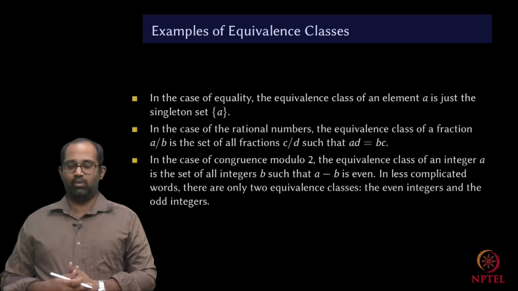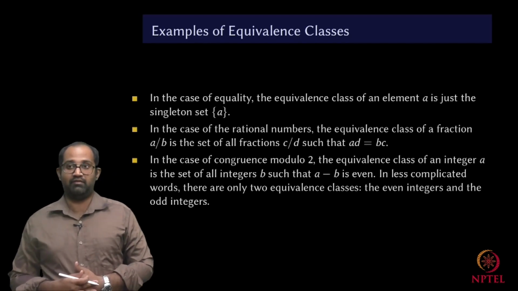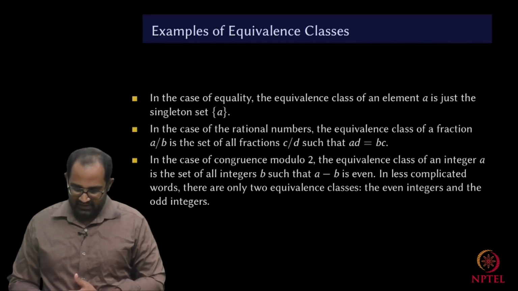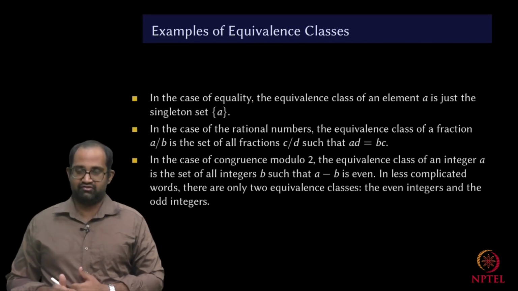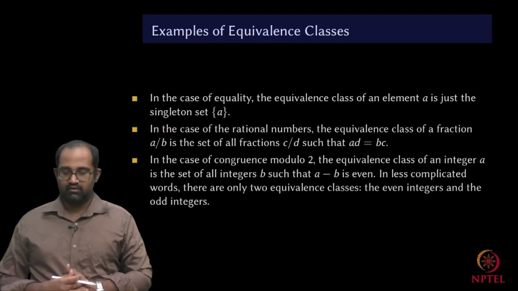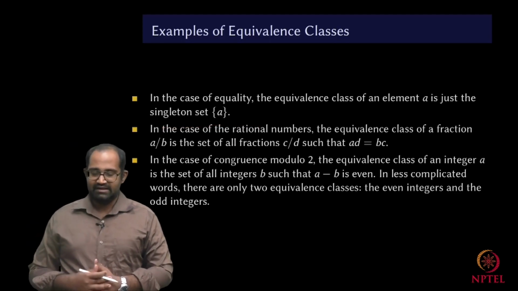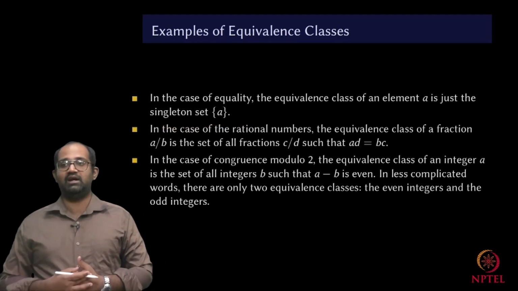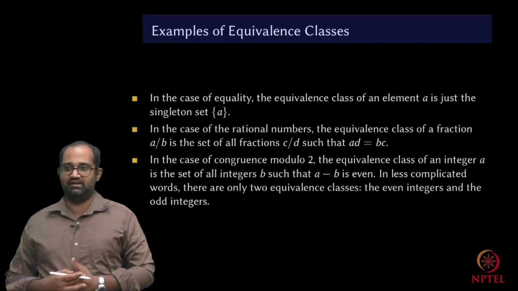In the case of equality, which is the simplest type of equivalence relation, the equivalence class of an element A is just the singleton set A. Okay. In fact, these are the only equivalence classes. In equality, the only equivalence classes are singleton sets.